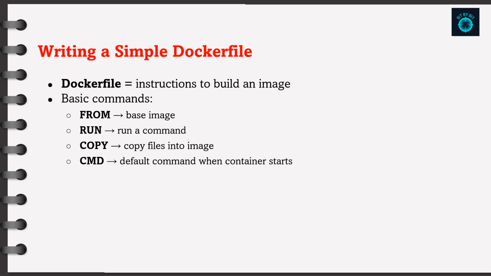The most important commands in a Dockerfile are: FROM sets the base image you want to start from, for example, Ubuntu, Python, or Node. RUN runs a command during the image build process, like installing software or packages. COPY copies files from your computer into the image. This is how your code gets inside the container. CMD defines the default command that should run when the container starts. By combining these instructions, you can create custom images that package your application with everything it needs.